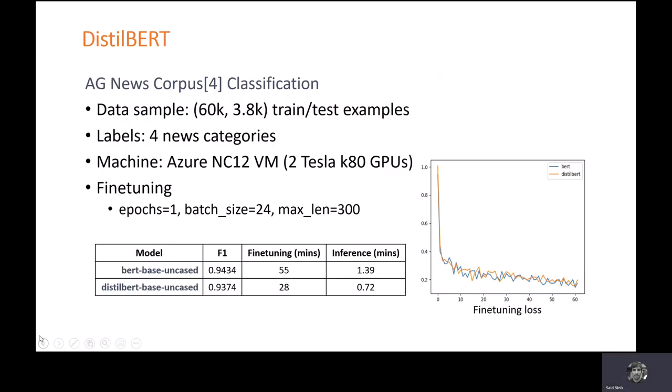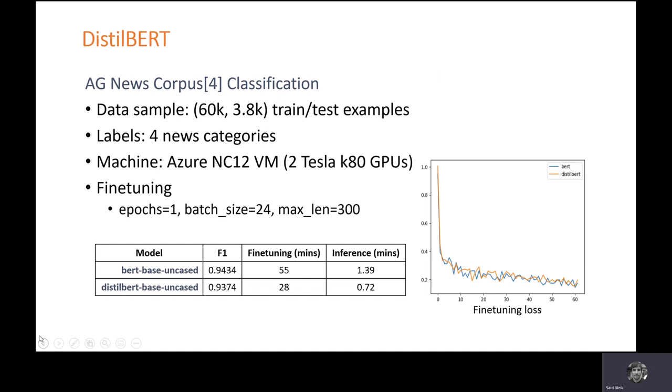So I did a small experiment here. As I said, the authors have this nice Transformers package, and they host the models as well. You can use them easily. So what I did is try to compare the performance on the AG News corpus, a very popular news data set that is used in classification and other NLP tasks. I sampled half of the data set, 60K training examples and 3.K testing examples.